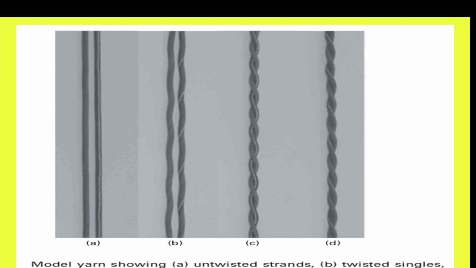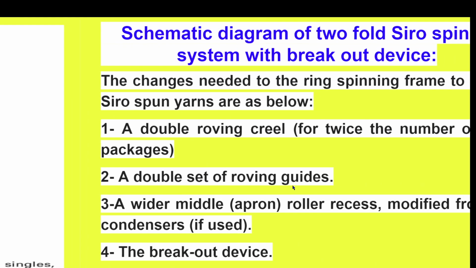As I discussed, you can see in the given picture, this is a fiber strand as shown in picture B. You can see here twist has been inserted, and this is picture C. Here two yarns are twisted together.